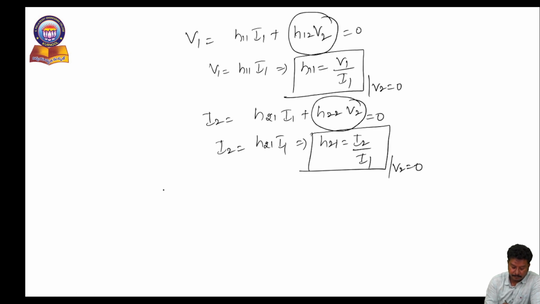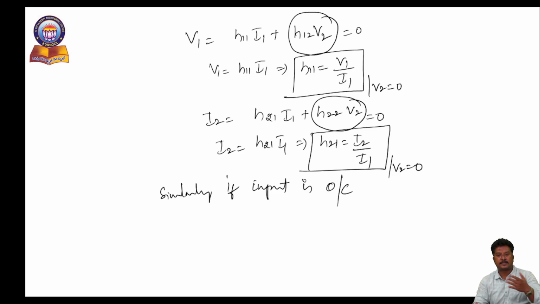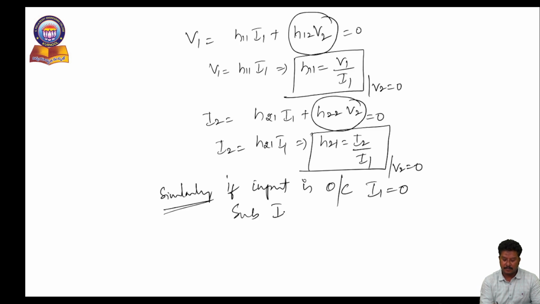Similarly, if input is open circuited, this is a condition we used to apply on the above two equations of the two-port network. Why? Because I am considering the two-port network, and from that only I am framing these two H parameter equations. Now I am applying the condition input open circuited, that is I1 is equal to 0, substituting I1 is equal to 0 in equations 1 and 2.